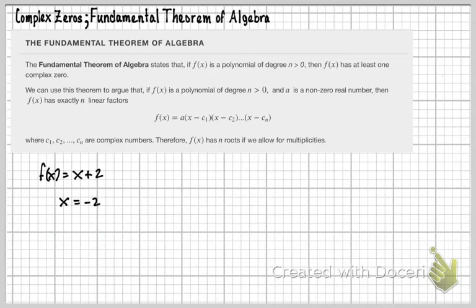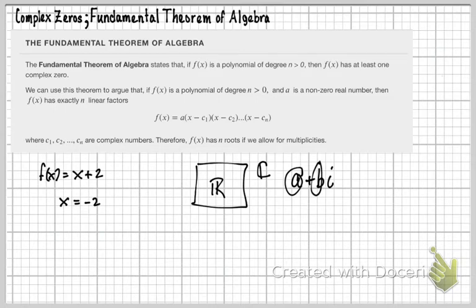Now, the reason they can get away with saying it has at least one complex zero is that this is a real number, and actually, the real numbers are contained in the complex numbers. Because if you notice, a plus bi, I have a real part and an imaginary part. So if my b is 0, I can still look at a real number a as a complex number because it's contained in the complex numbers.